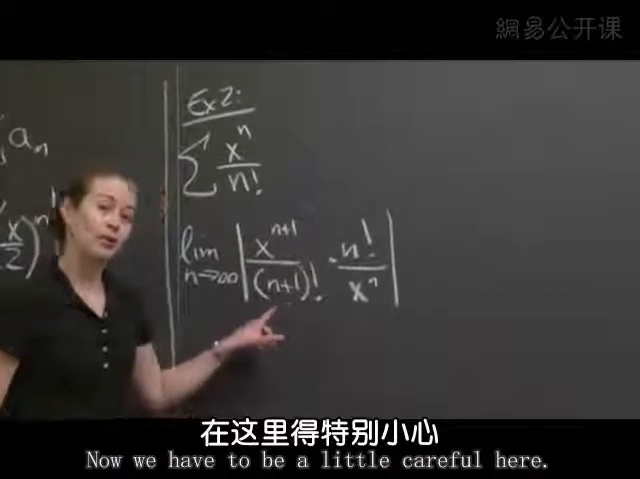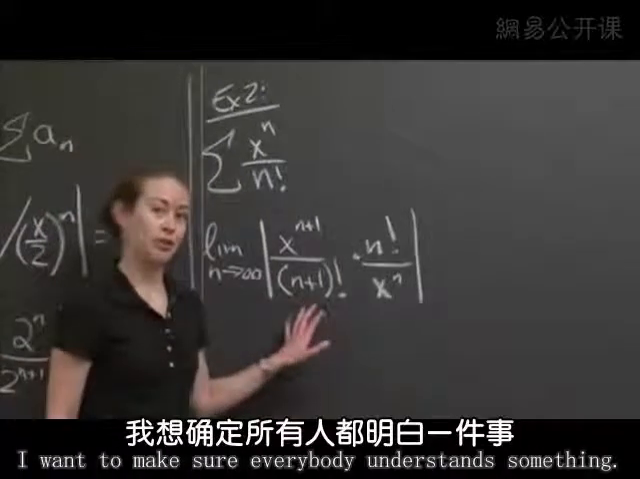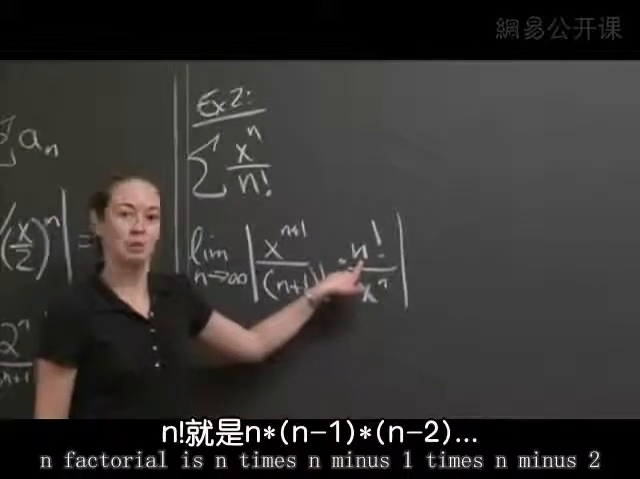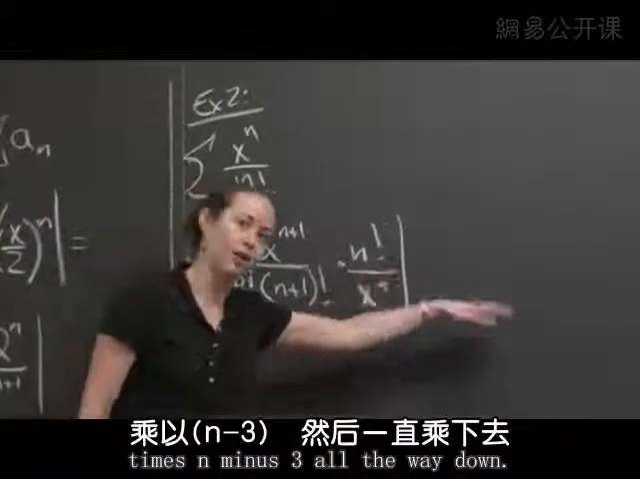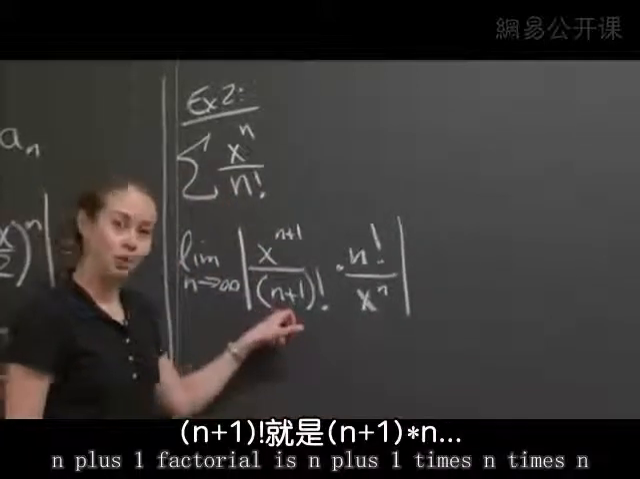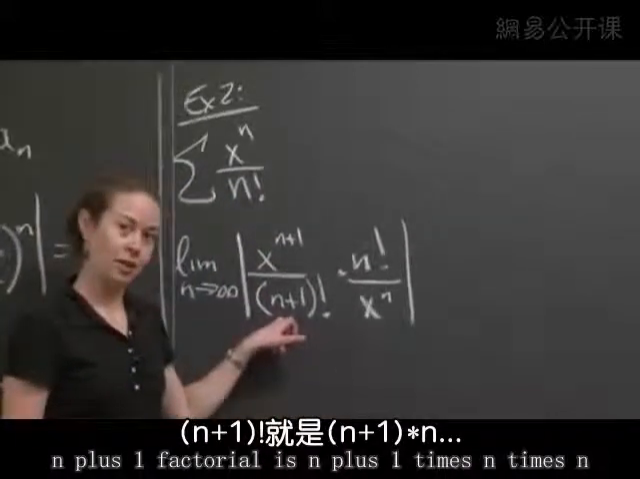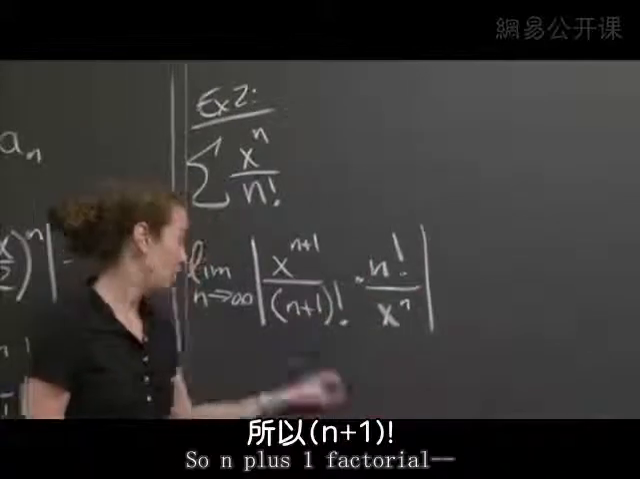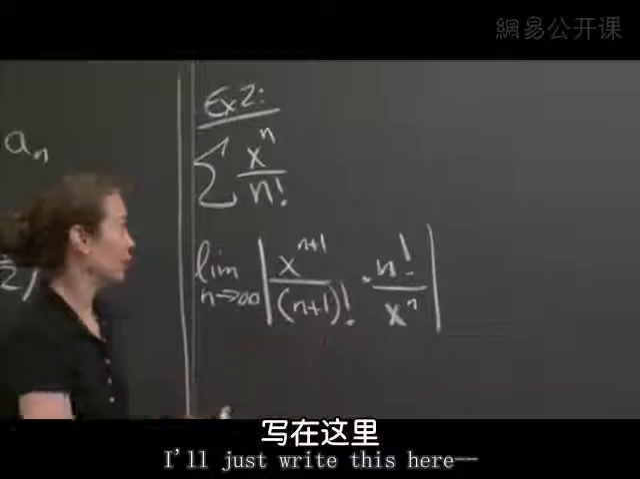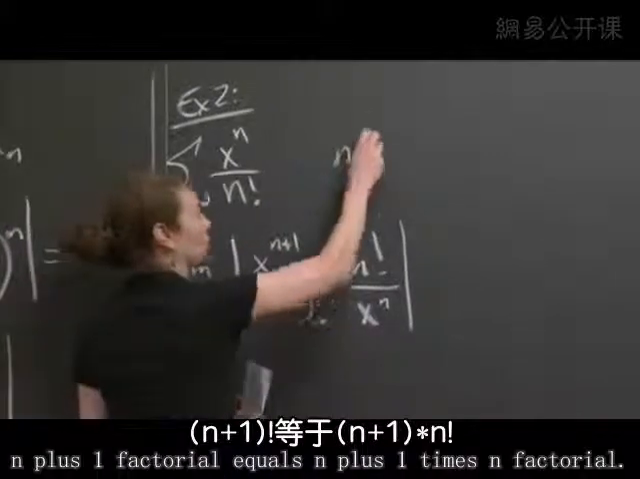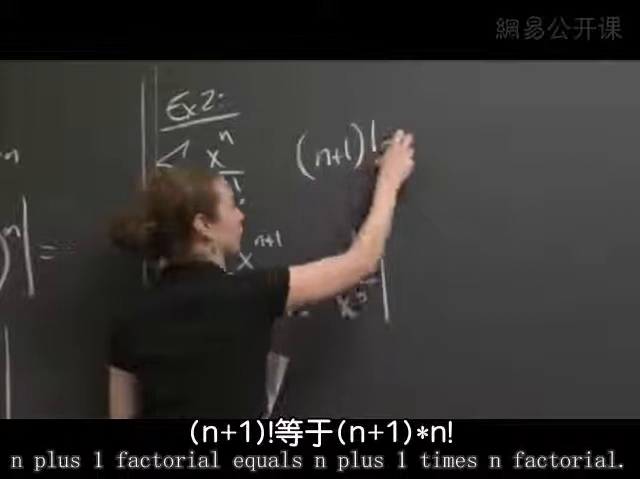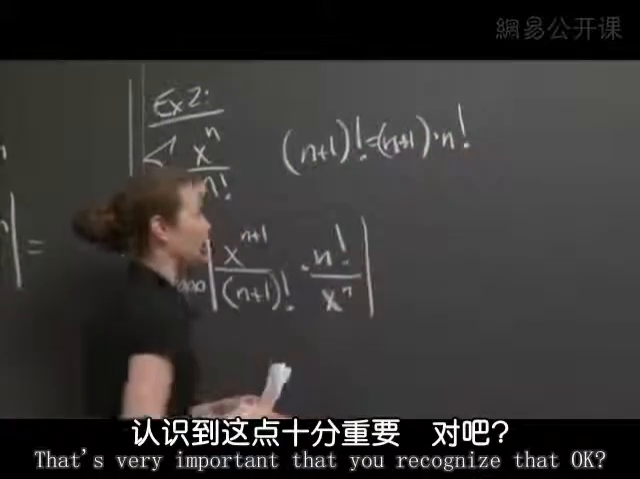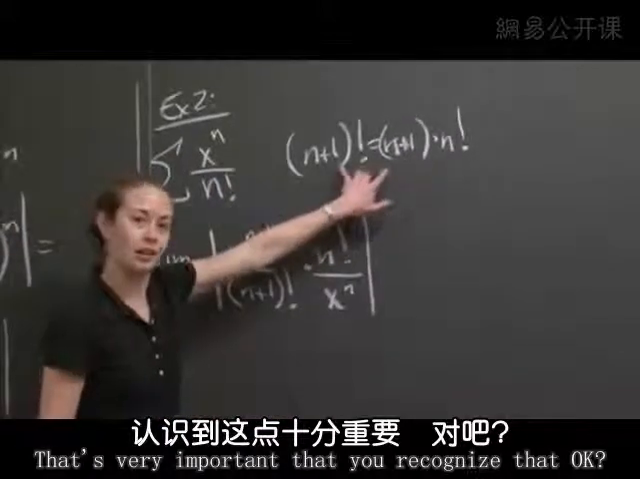Now, we have to be a little careful here. I want to make sure everybody understands something. N factorial is n times n minus 1 times n minus 2 times n minus 3, and so on all the way down, right? N plus 1 factorial is n plus 1 times n times n minus 1 times n minus 2, all the way down. So n plus 1 factorial equals n plus 1 times n factorial. That's very important that you recognize that.